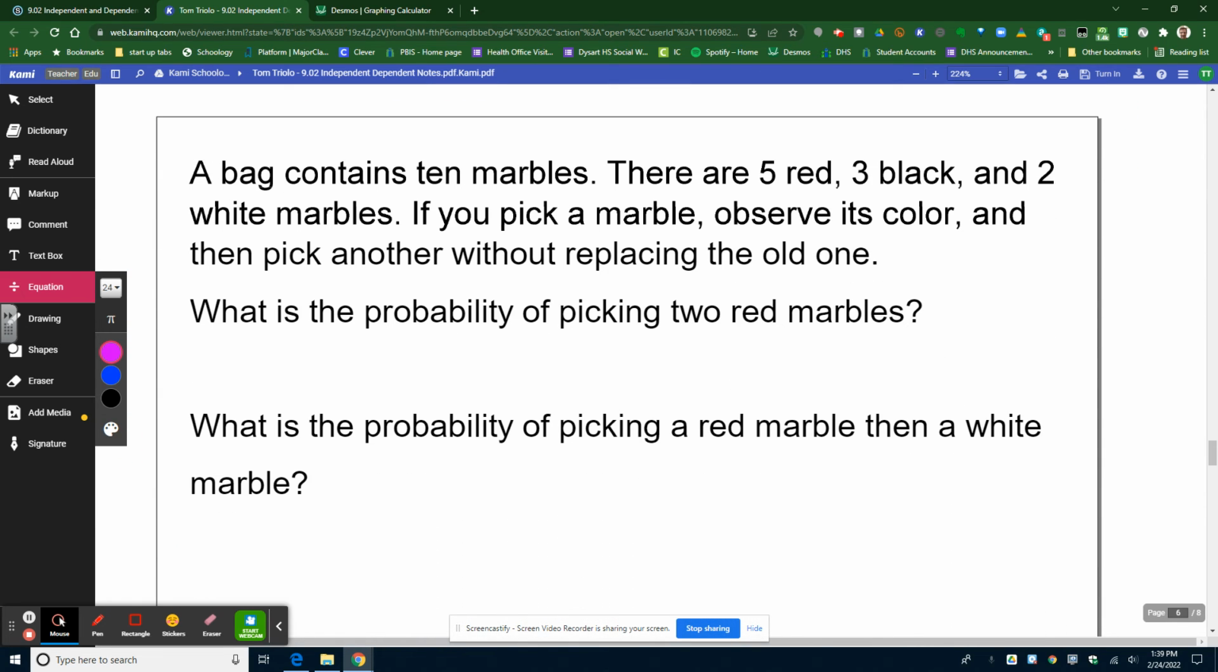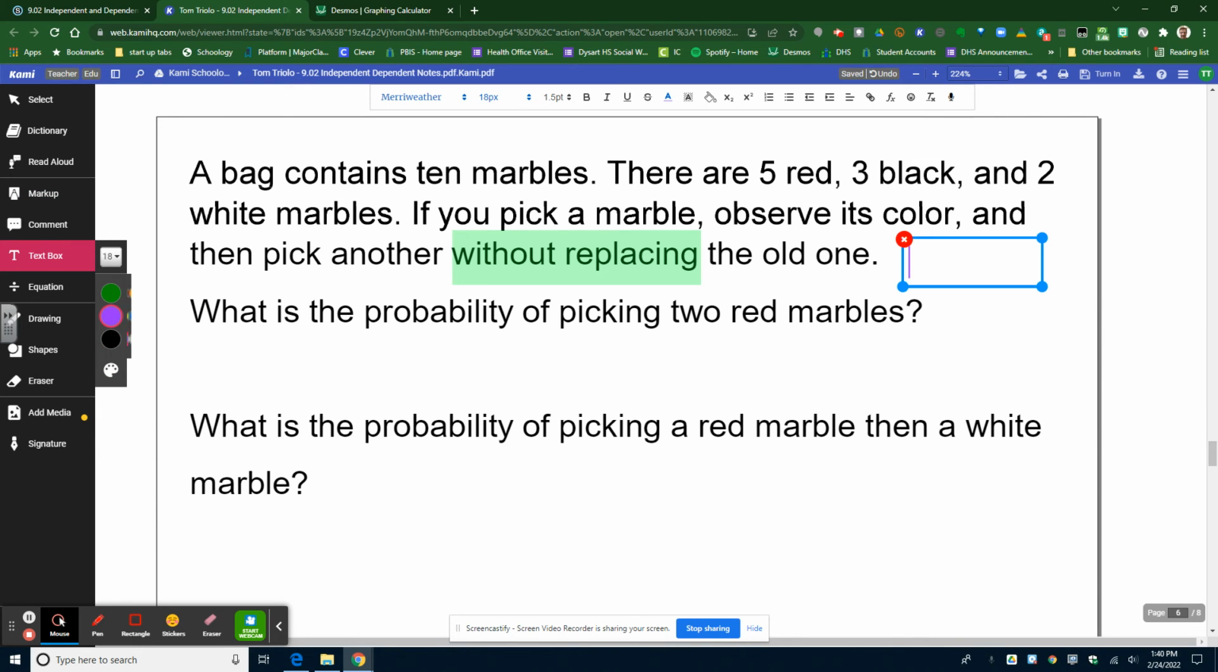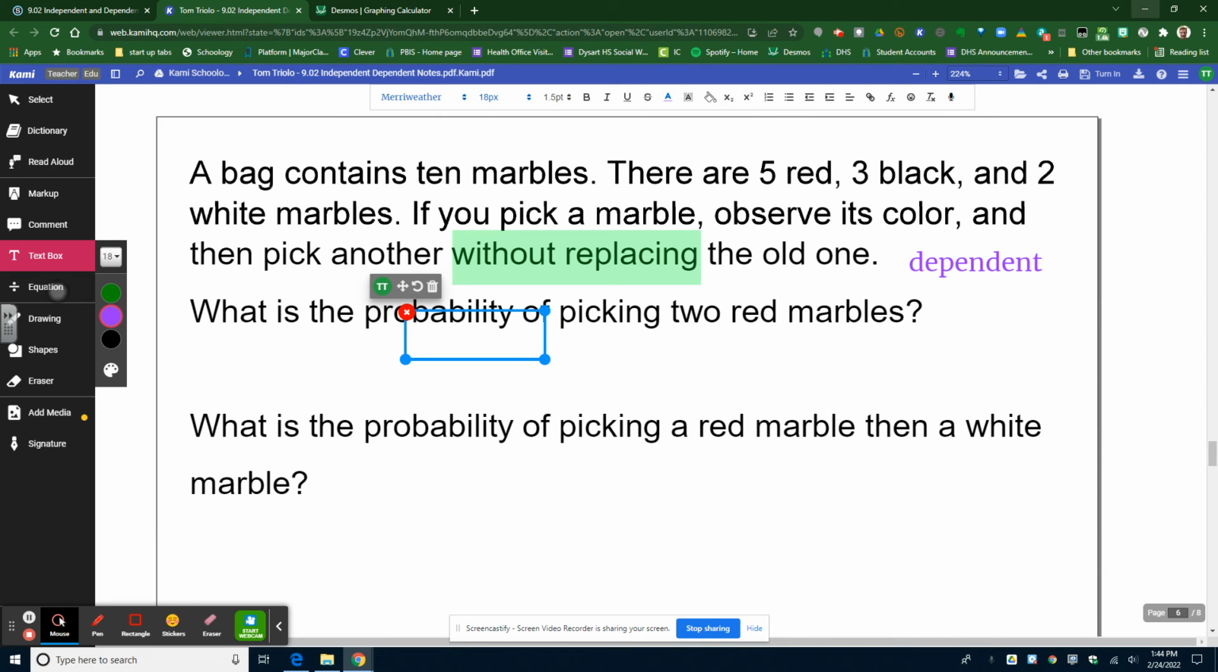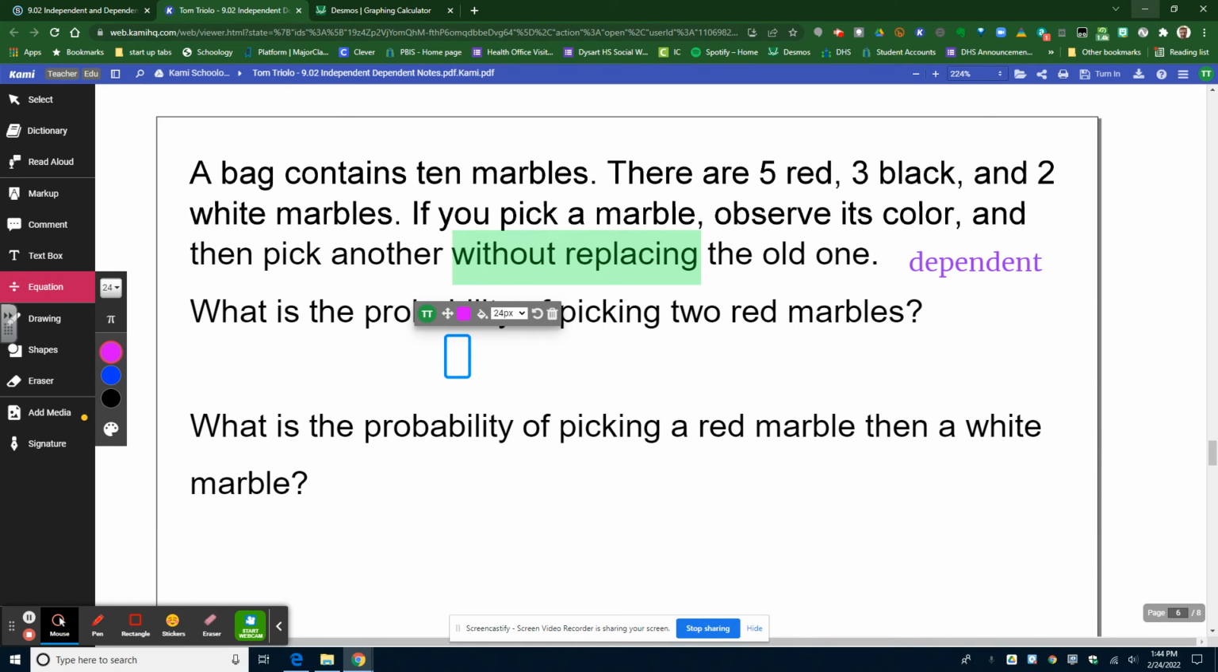All right, 10 marbles, 5 red, 3 black, 2 white. Pick a marble, observe it, then pick another one without replacing. Therefore, dependent. Okay, so go ahead and answer both of those ones. Out of 10, right? So we set this up 5/10, or 1/2, because half of them are red.